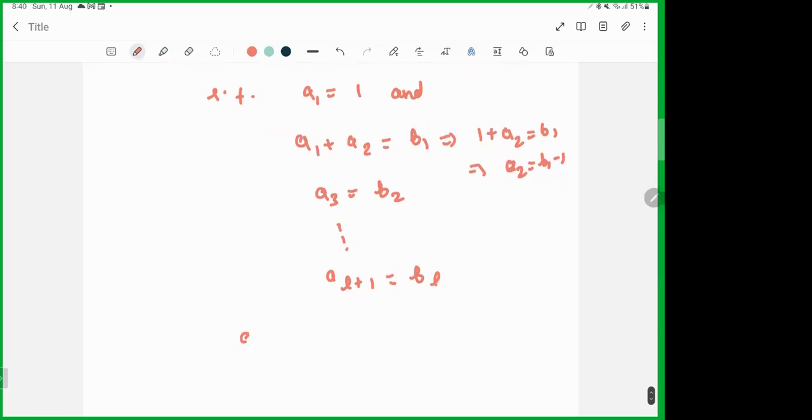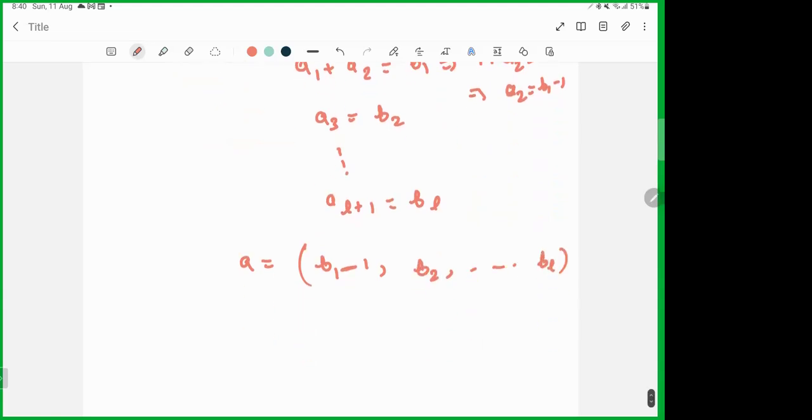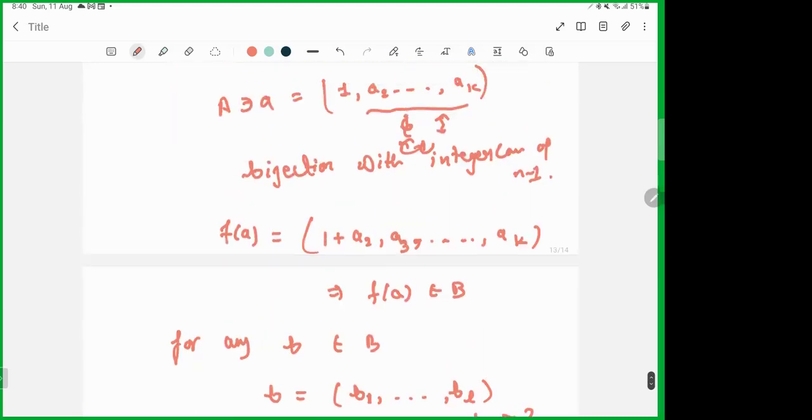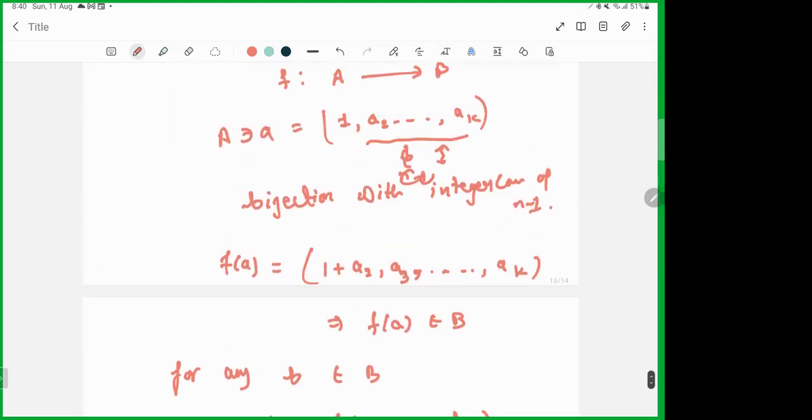So we can find this thing. So we have a as precisely what? A is b1 minus 1, comma b2, comma bl. So that means f is one-to-one and onto. That means f is a bijection. Right? Is this clear?